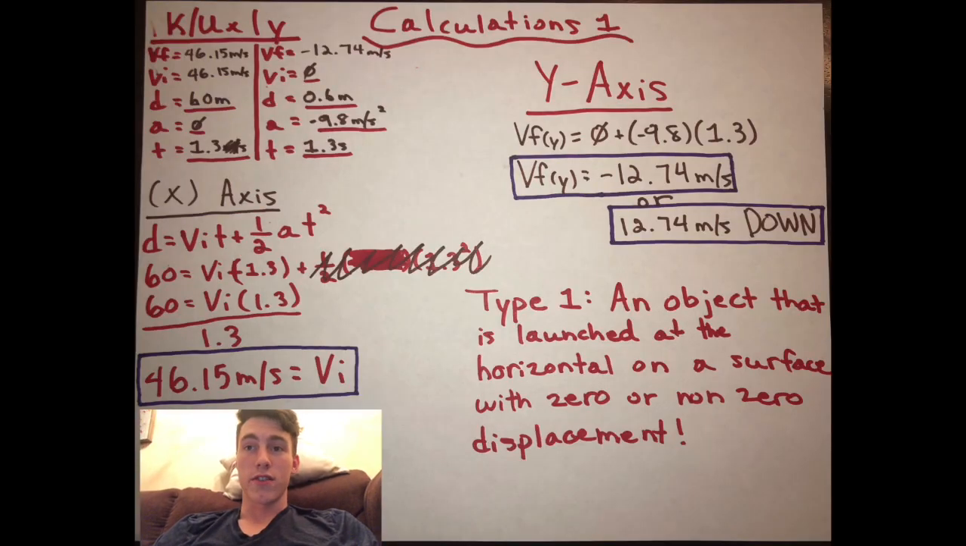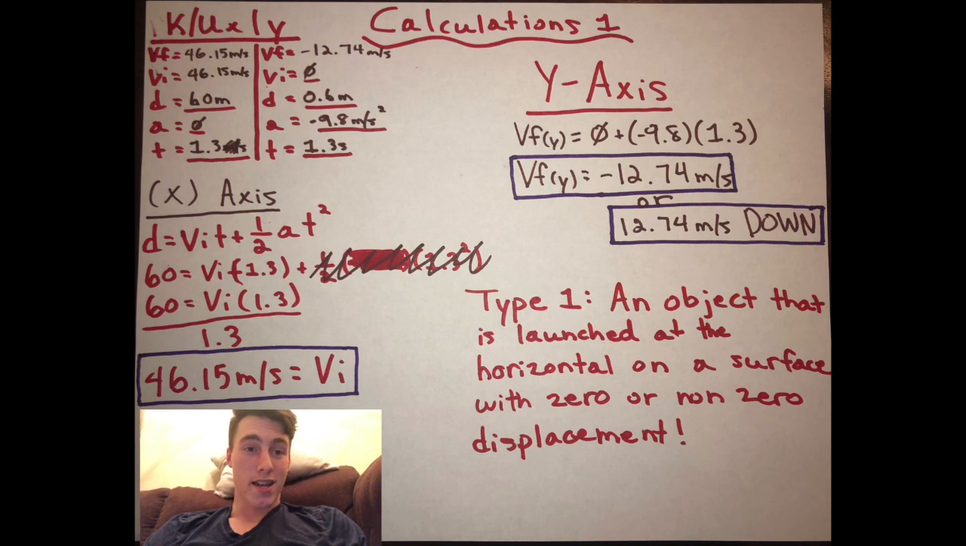Starting into our calculations for Type 1 projectiles, at the top of the page here we got calculations 1, just representing what calculations we're doing. Top left corner we got our knowns and unknowns in the x and y axis. We got velocity final, velocity initial, distance or displacement in some cases, acceleration, and time. Then you can see below there you got your x-axis calculations, and you'll notice there's not actually that many equations or calculations used here. That's simply due to measurement during the experiment. So we used a tape measure to measure our distance for this certain case.